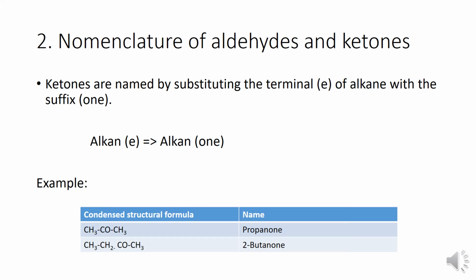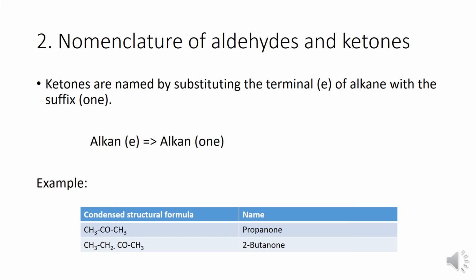The condensed structural formula will be CH3COCH3. Here the carbonyl group is inside the chain, it is not at the end of the chain. Now, how do we name it? We say propanone.